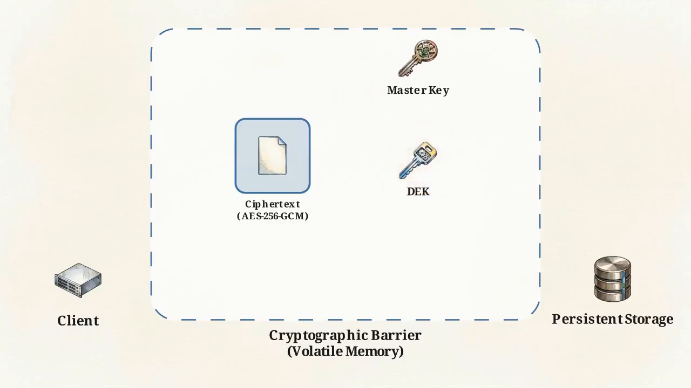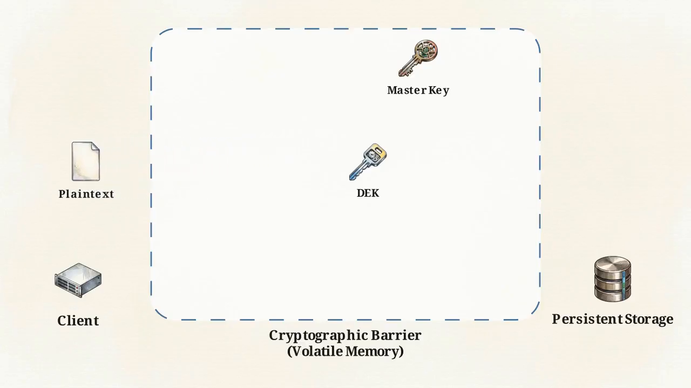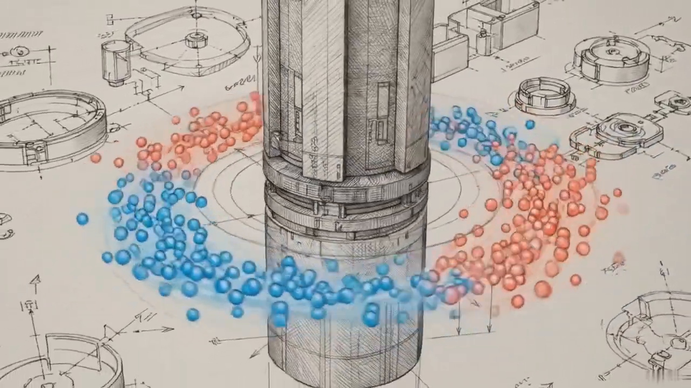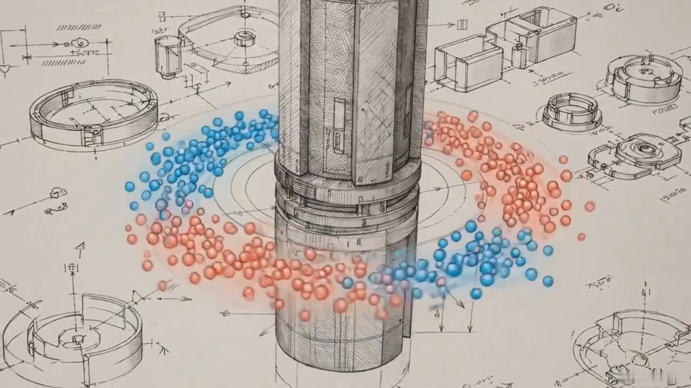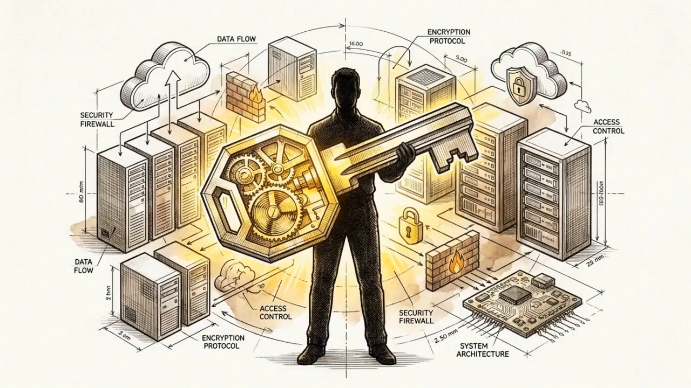When an authenticated client requests the secret, the process runs in reverse. The master key decrypts the DEK, and then the DEK decrypts the ciphertext, all happening exclusively within volatile memory. Ultimately, envelope encryption isolates the massive volume of daily data encryption from the system's singular root of trust. If a single administrator controls this master key, the entire system relies on a single point of human compromise.